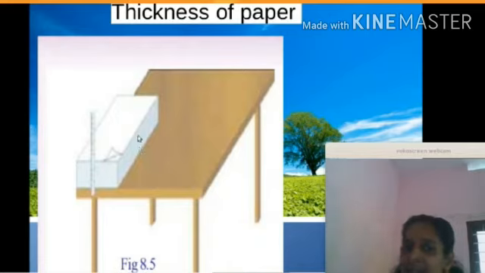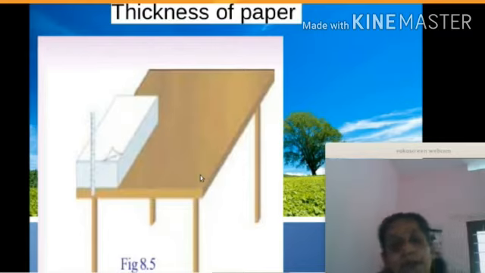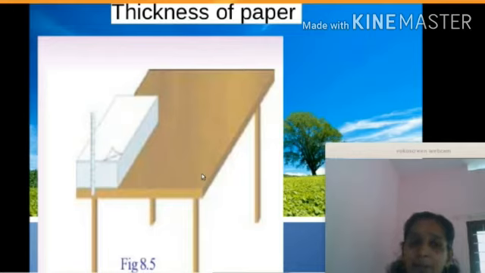At first, you take the number of papers. You count the number of papers. Then you take the length of this paper bundle, the height of this paper bundle. Measure the height of the paper bundle. Now you know the number of papers and you know the height of the paper bundle. By knowing these two, you get the thickness of one paper.